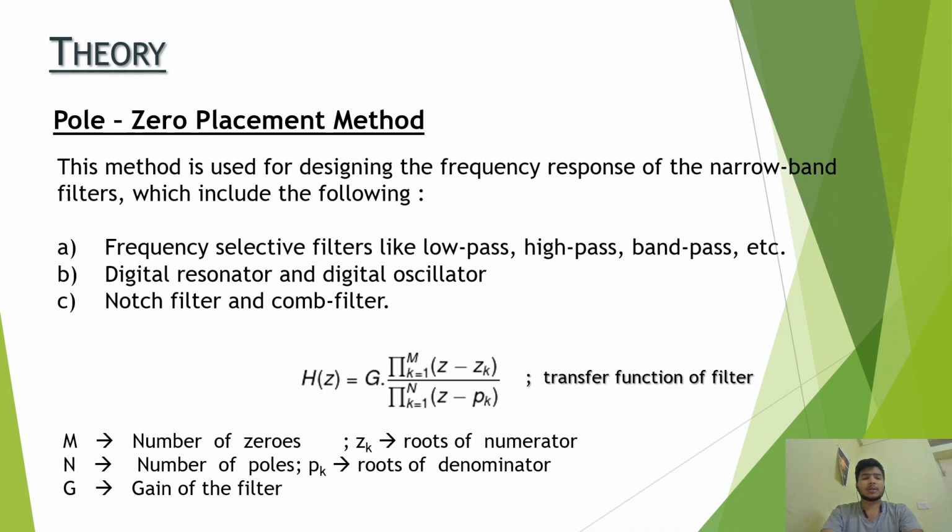And the pole zero placement method, how will we use this? This method is used for designing the frequency response of narrowband filters such as low pass, high pass, band pass, digital resonators, notch filters and comb filters. The general transfer function of any filter is H(z) = G times the product of (z minus zk) divided by the product of (z minus pk). Here zk are the zeros and pk are the poles, and G is known as the gain of the filter. So basically we are taking a transfer function with M zeros and N poles.